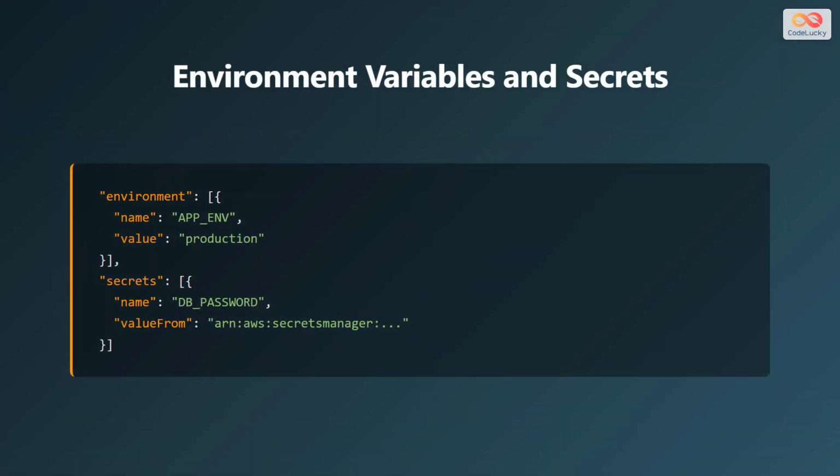Task definitions allow you to pass configuration through environment variables and secrets. The environment array contains name-value pairs for non-sensitive data, like APP_ENV set to production. For sensitive data like passwords, use the secrets array. Each secret has a name like DB_PASSWORD and a valueFrom field that points to an ARN in AWS Secrets Manager, keeping your credentials secure.